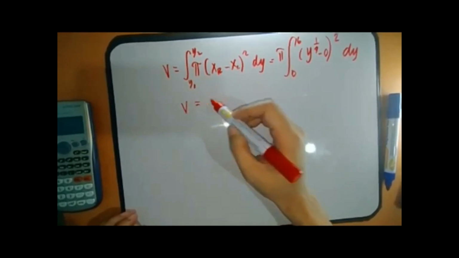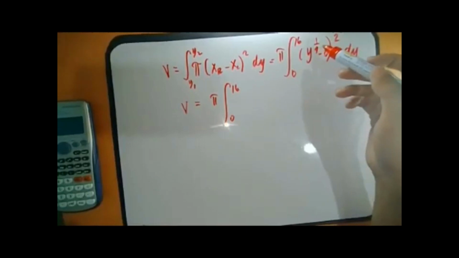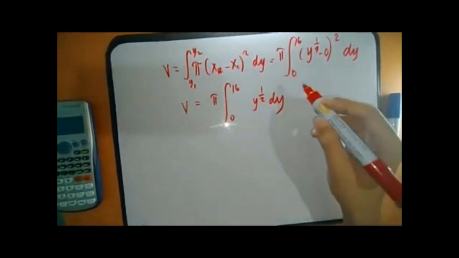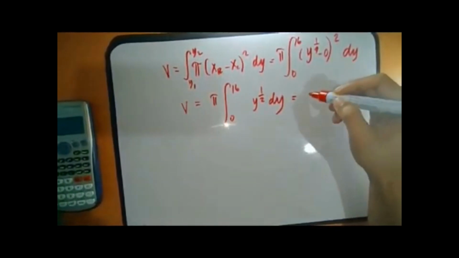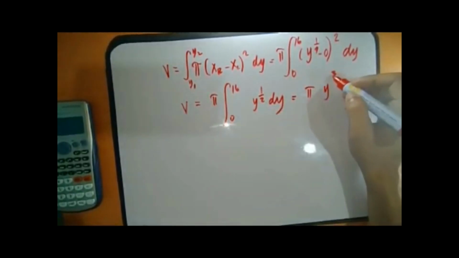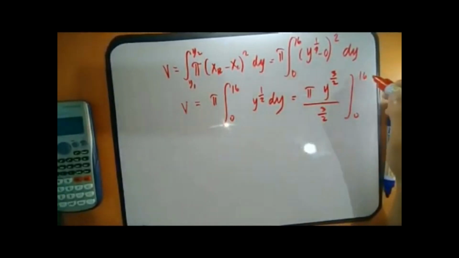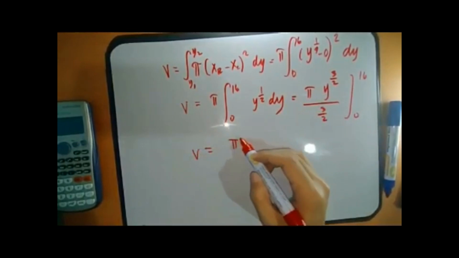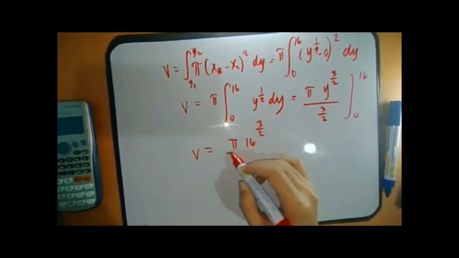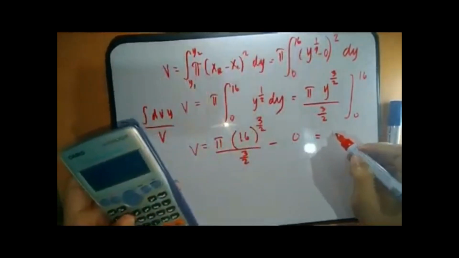You have here V equals pi times the integral from 0 to 16 of y raised to 1/4 squared, so that is y raised to 1/2, differential of y. Using the power formula, guys, you have pi times y raised to 1/2 plus 1, that is 3/2, all over 3/2, from 0 to 16. So volume equals pi times 16 raised to 3/2 all over 3/2. So this is 128 pi all over 3. So this is our volume.